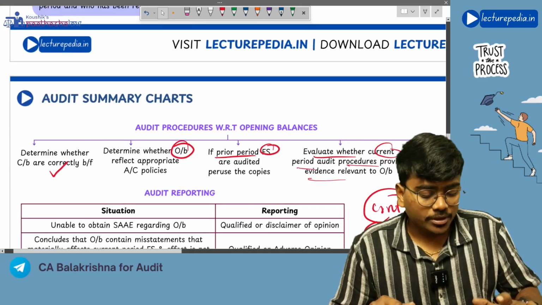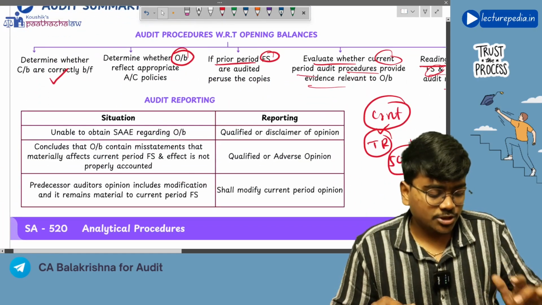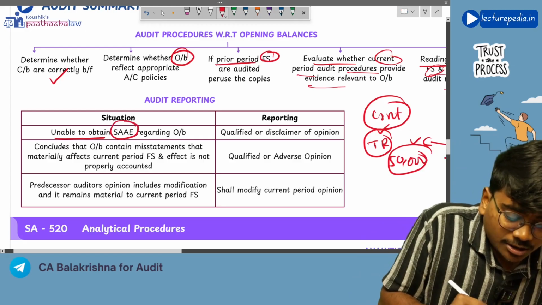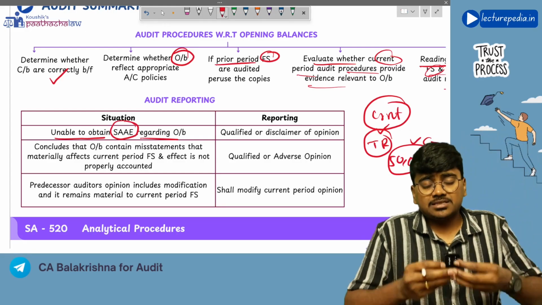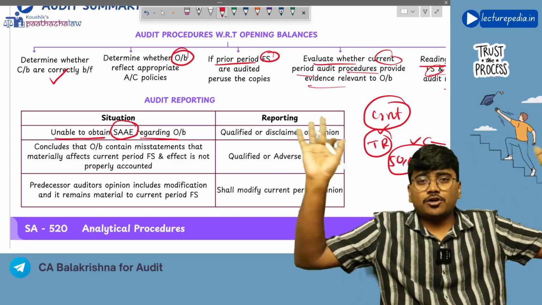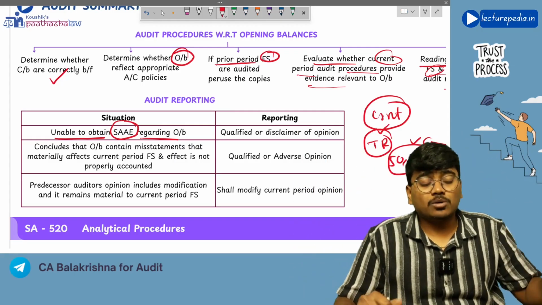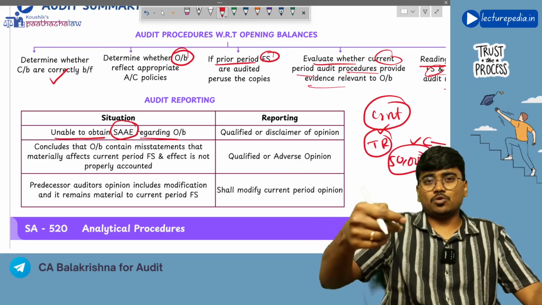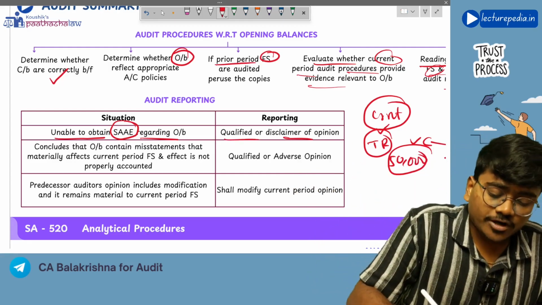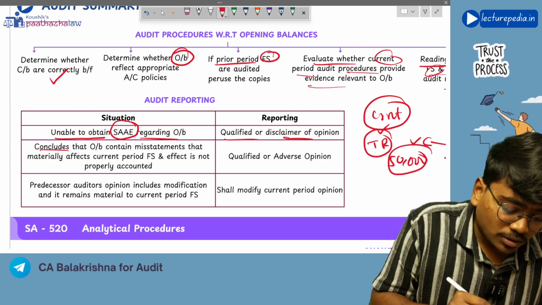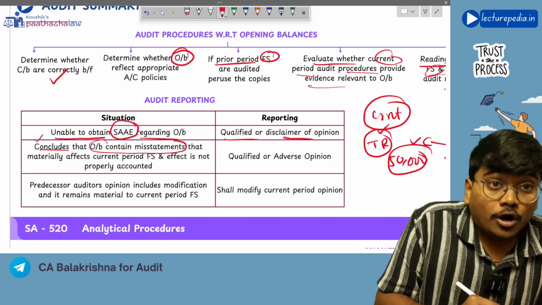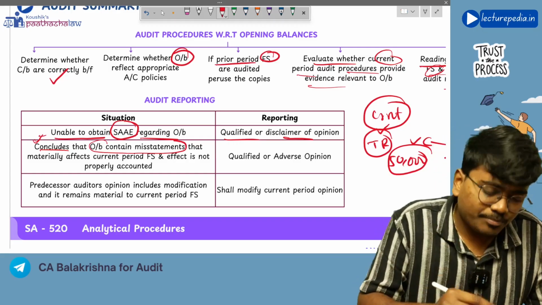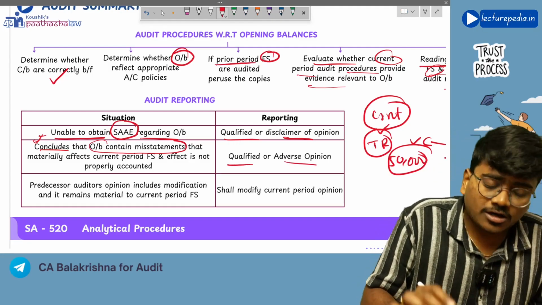Next, audit reporting in some special situations. First of all, the auditor is unable to obtain sufficient appropriate audit evidence regarding opening balance. Audit evidence itself is not there. That means you will give either qualified or disclaimer, because adverse you will give only if audit evidence is there. So qualified or disclaimer. Next, if the auditor concludes that opening balance contains misstatements, audit evidence is present, so you will give qualified or adverse based on pervasiveness of the matter.